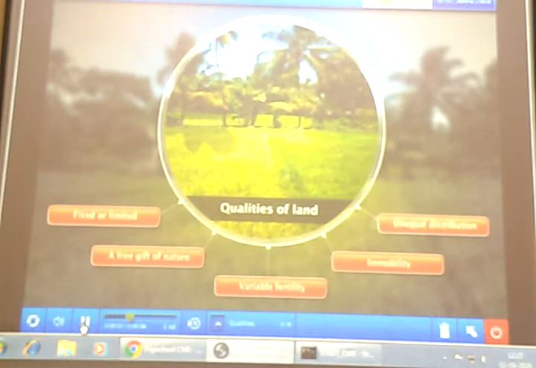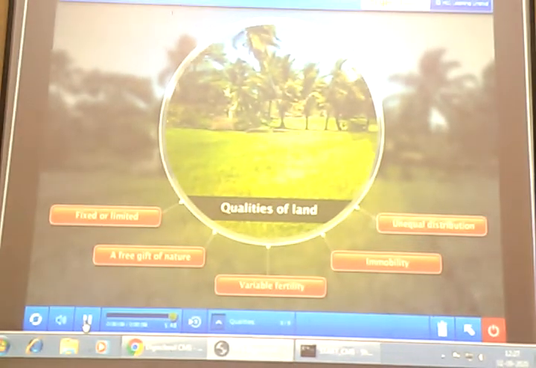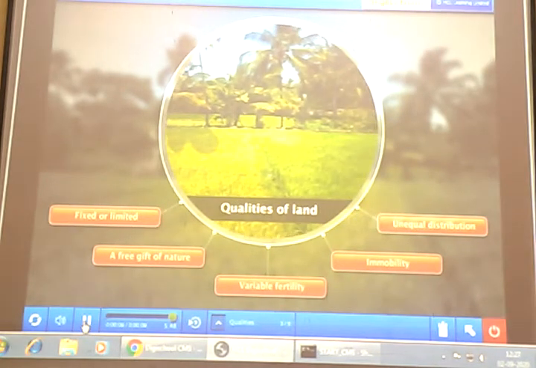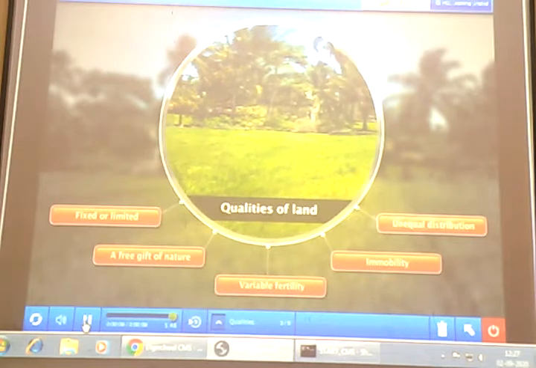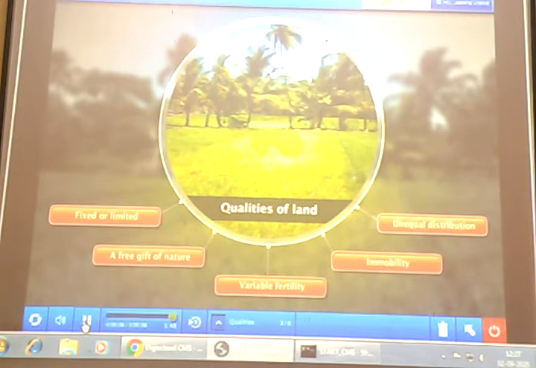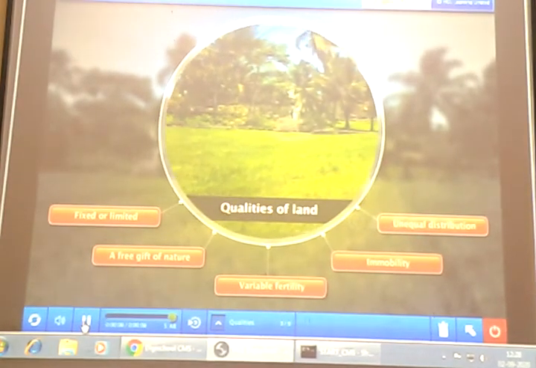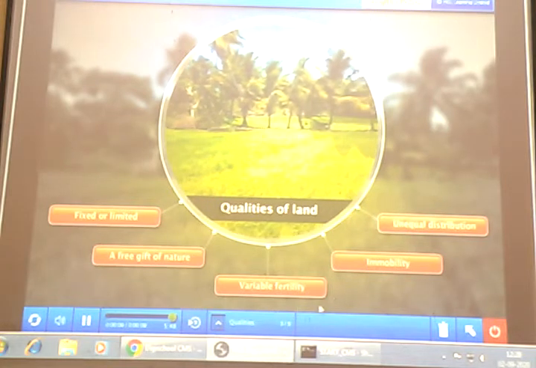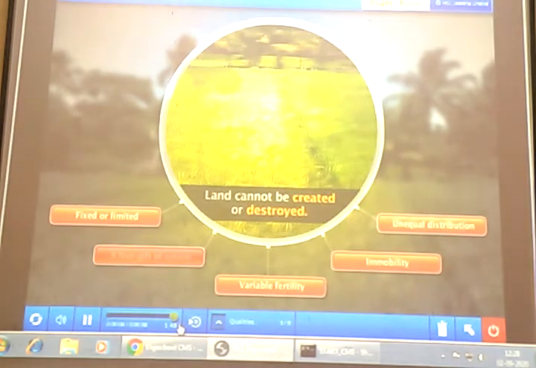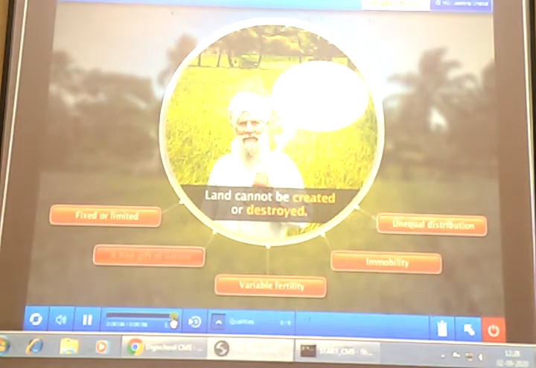Land has five main qualities. Click to find out more about these qualities. Land is a free gift of nature. It can neither be created nor destroyed. However, it should be carefully used.